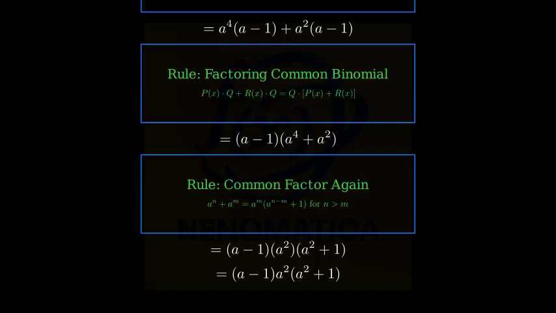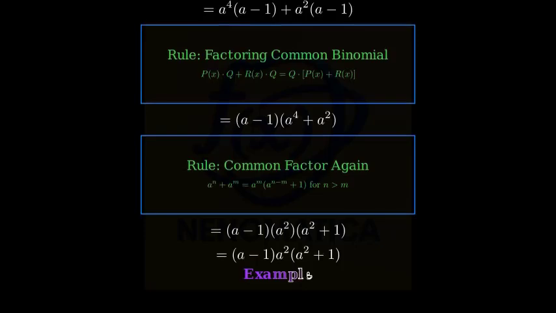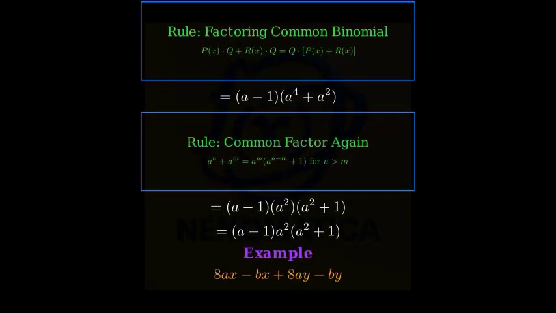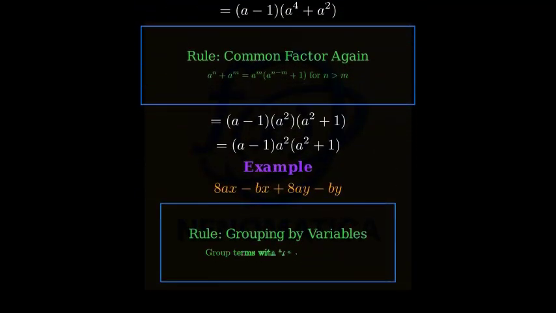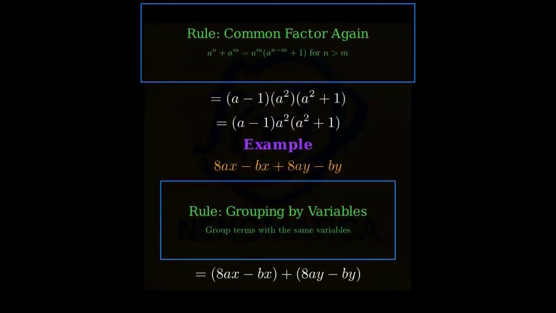Now, let's move on to our second example. We want to factor the expression 8ax minus bx plus 8ay minus by. Let's analyze this expression. We can start by grouping the terms containing similar variables. We'll group the terms with x together and the terms with y together. So we have 8ax minus bx plus 8ay minus by.